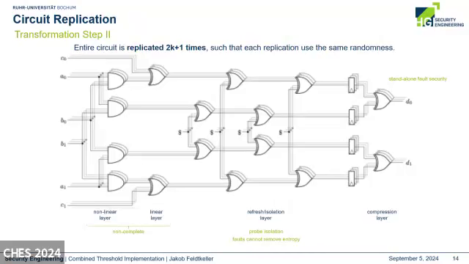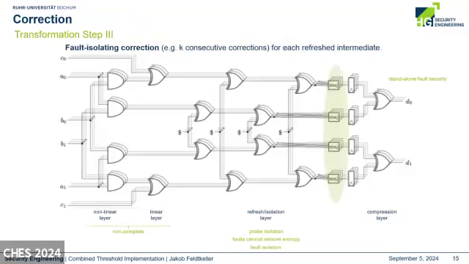The second step is to replicate the circuit, right? So this means 2k plus 1 times is what we do, which allows us to correct at the end, which then means that we have standalone fault security. And the final step is to add corrections in the isolation layer.